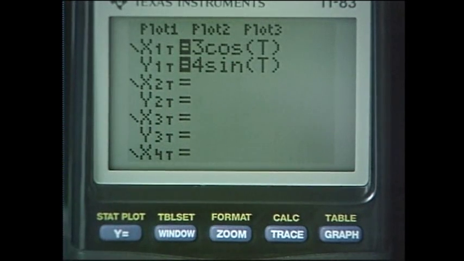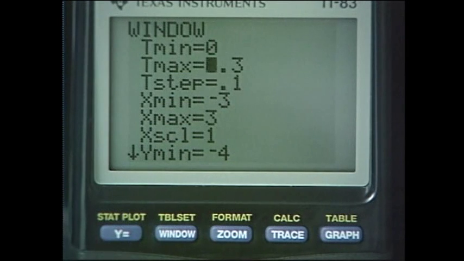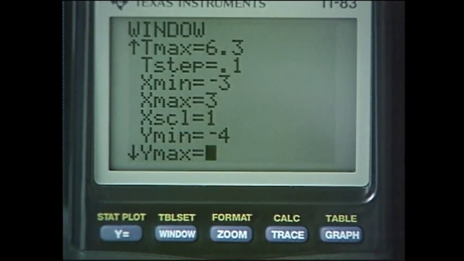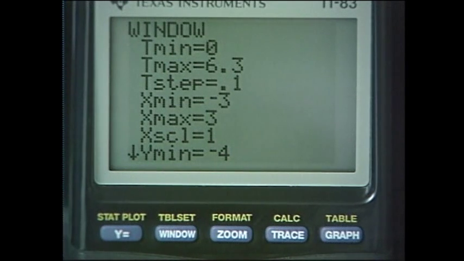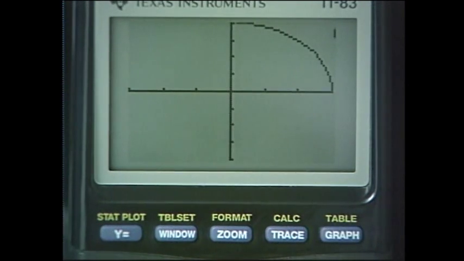Now from that information, we might assume that our window settings need to be made like this, that the x minimum is -3 and the x max is 3, the y minimum -4 and the y max 4. Now let me go back to the top and talk to you about setting our theta. Remember, theta changed from 0 to 2 pi, and 6.3 is approximately 2 pi, and that's why our setting is like this. Well, the graph then has this appearance.